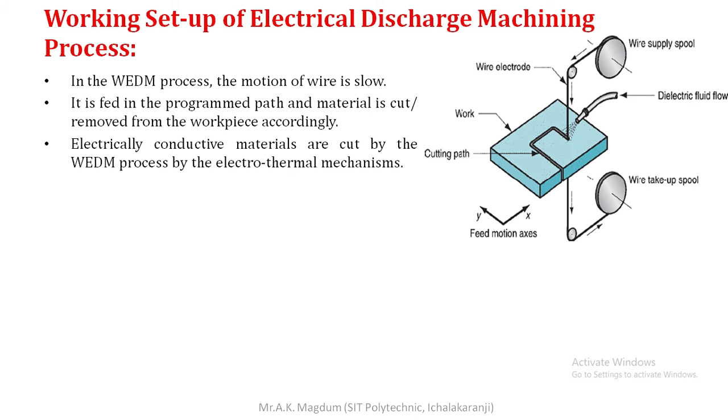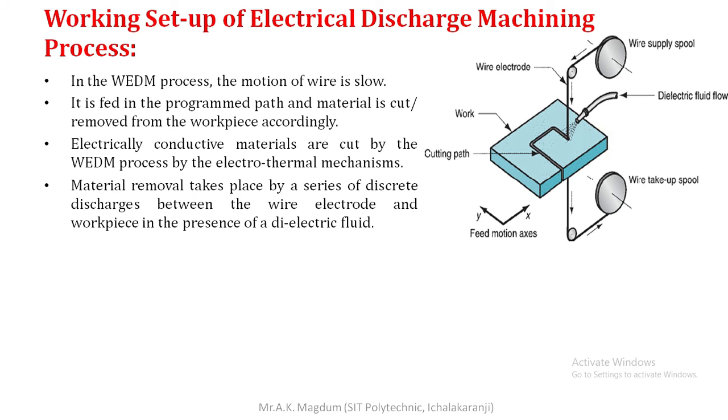Next, electrically conductive materials are cut by the wire EDM process by the electrothermal mechanism. The material is required to be a good conductor of electricity; that property is required in the workpiece. Then and only then is machining carried out over the workpiece surface. Next, material removal takes place by a series of discrete discharges between the wire electrode and workpiece in the presence of dielectric fluid. So that is a very important thing.